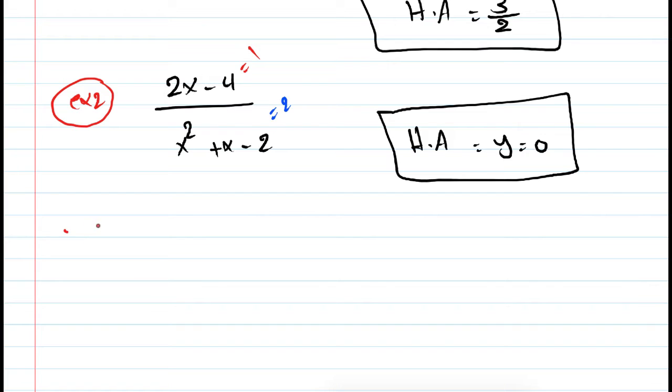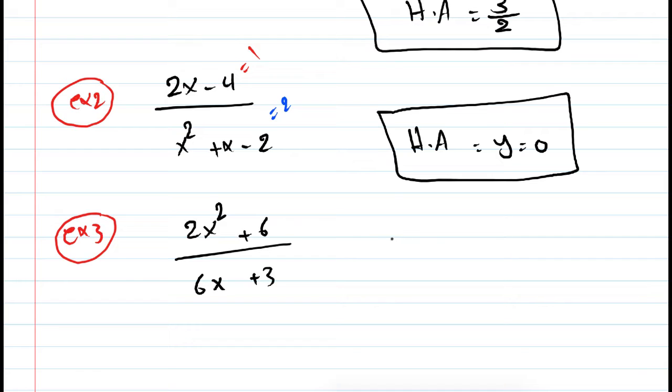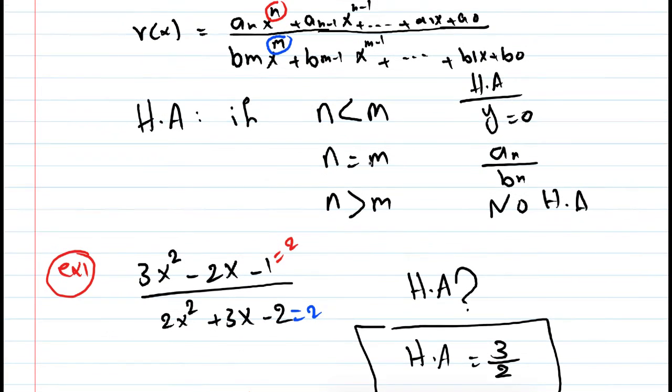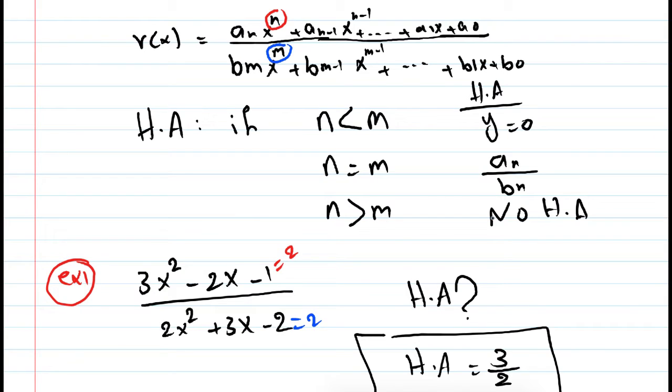So example 3. Suppose I have this rational function: (2x^2 + 6) over (6x + 3). What is the horizontal asymptote of this rational function? Well, since the degree of the polynomial on top is greater than the one on bottom, it has no horizontal asymptote.